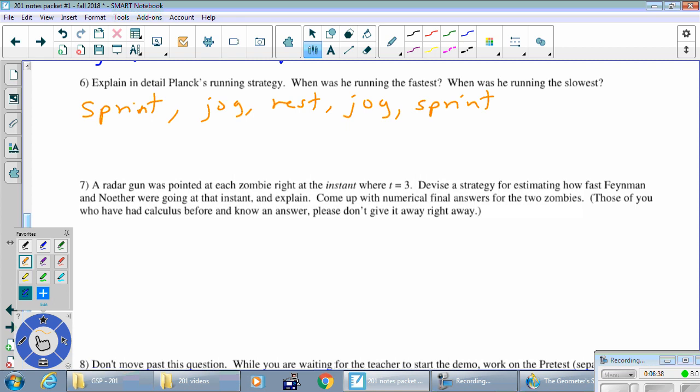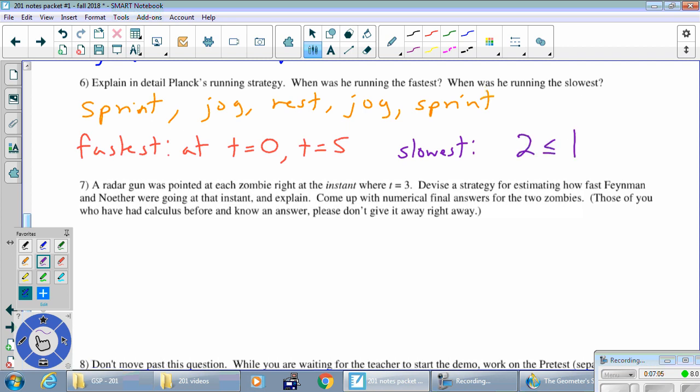That's the running strategy. So when was he running fastest? That was at the beginning and also at the end. T equals 0 hours and T equals 5 hours. When was he running the slowest? Well, there was a time in there where it looked like he wasn't running at all. He was just sitting, maybe snacking on some brains. So that looked like it was between T equals 2 to 3, say, where he wasn't moving at all.